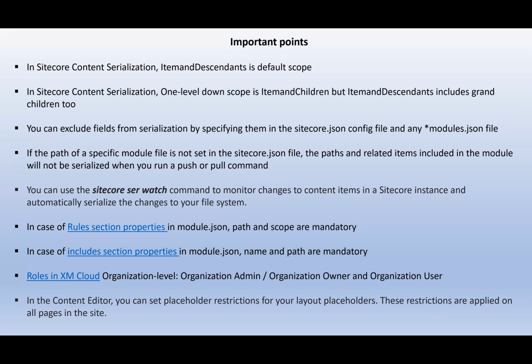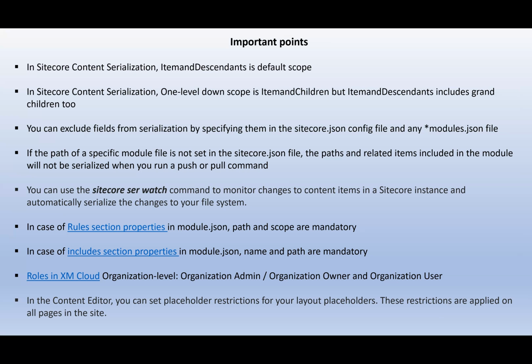You can use the Sitecore ser watch command to monitor changes to content items in a Sitecore instance and automatically serialize the changes to your file system, which is what we talked about. A developer could have Sitecore ser watch running so that any changes to the Sitecore instance automatically get pulled to the file system. In the rules section properties in module.json, path and scope are mandatory. Yeah. So that could be a question asking which is mandatory out of this list for the rules section. So just be aware of that.